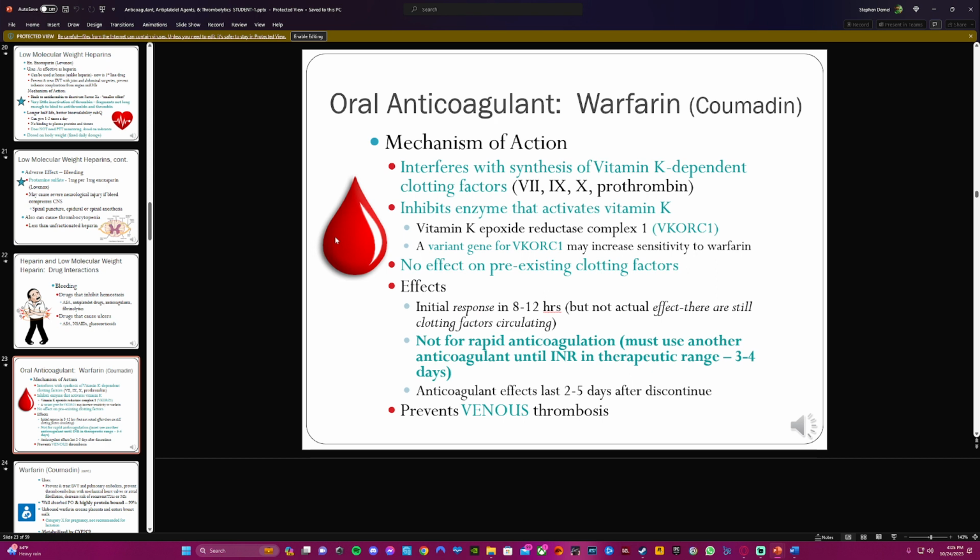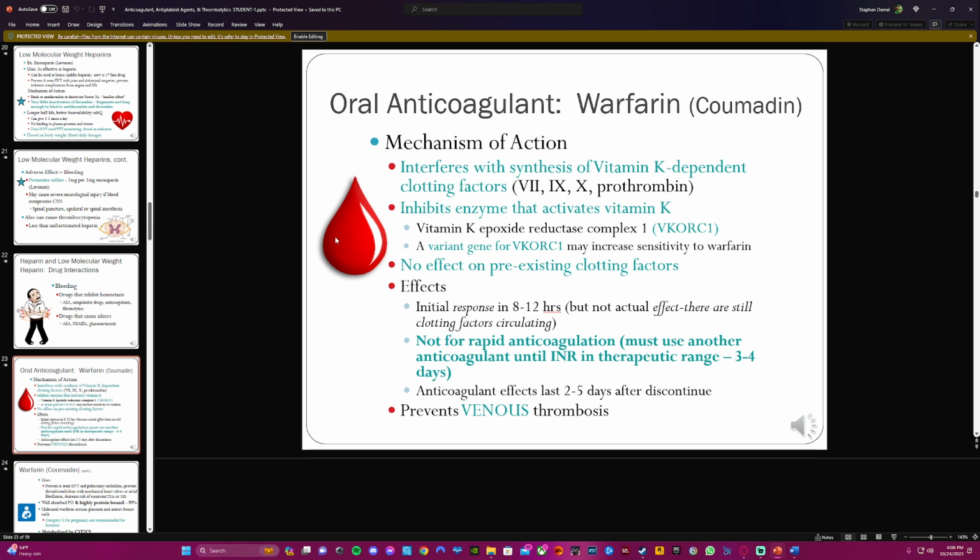Oral anticoagulant warfarin. Mechanism of action for this is it interferes with synthesis of vitamin K dependent clotting factors such as 7, 9, and 10 plus prothrombin. This inhibits enzymes that activate vitamin K epoxide reductase complex 1, VKORC1. A variant gene for VKORC1 may increase sensitivity to warfarin. There is no effect on pre-existing clotting factors.